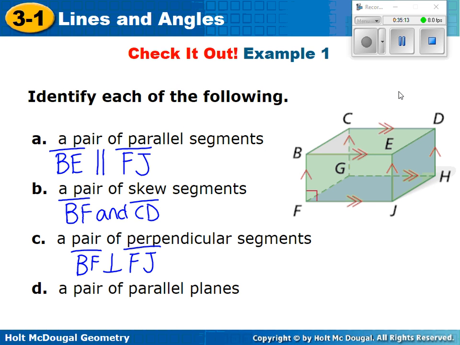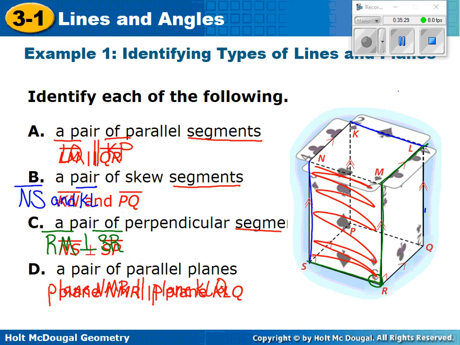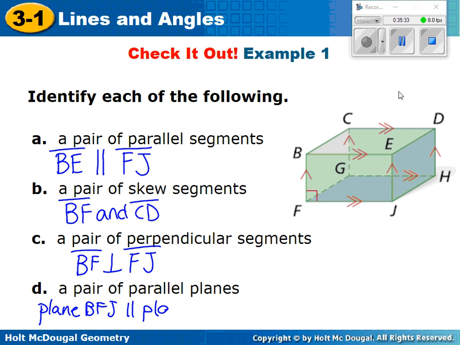And then parallel planes, let's go with Jack. Oops. I don't know. Doesn't want to write for me. Awesome. And plane, I'm sorry, can you repeat the last one? Thank you, CGH. So plane BFJ would be the front and CGH would be the back.